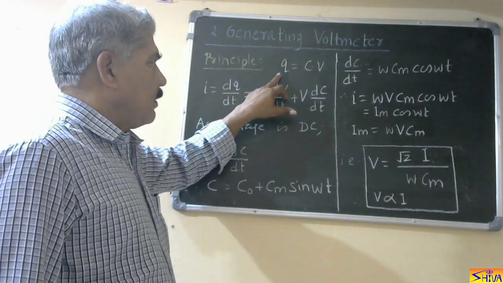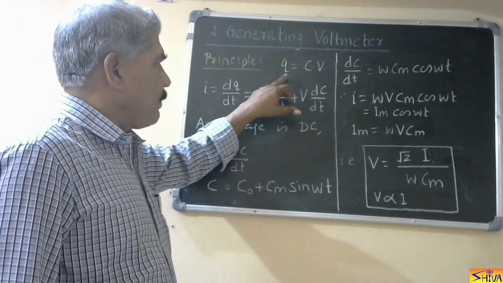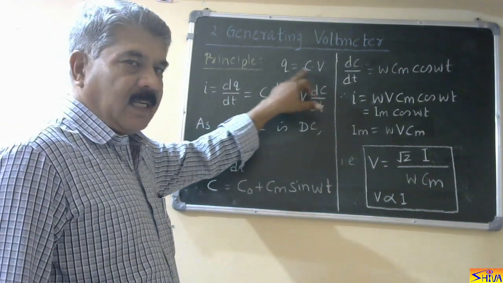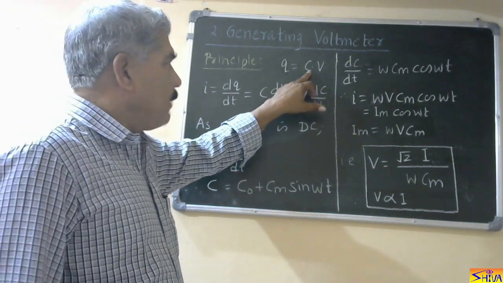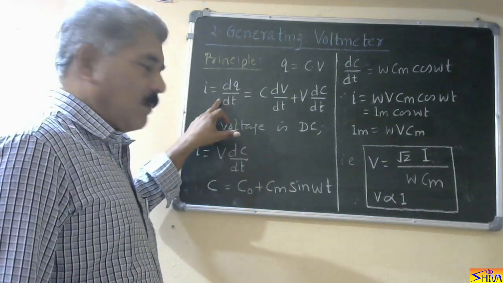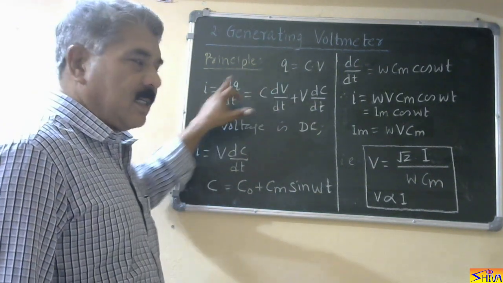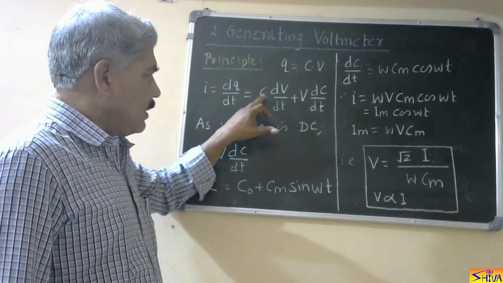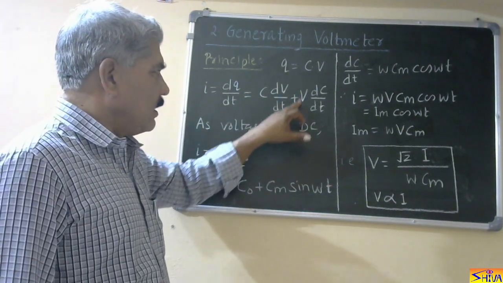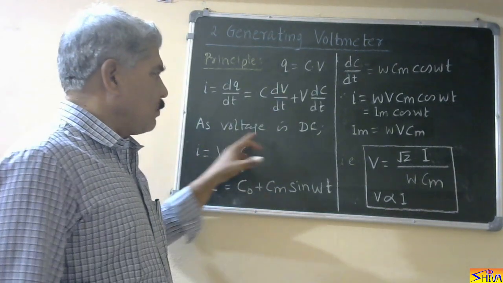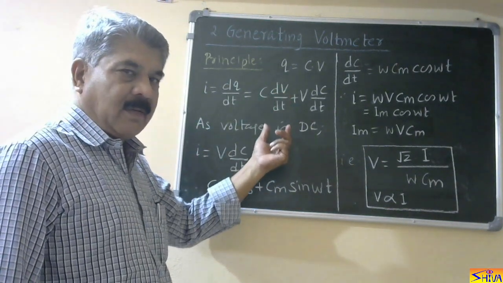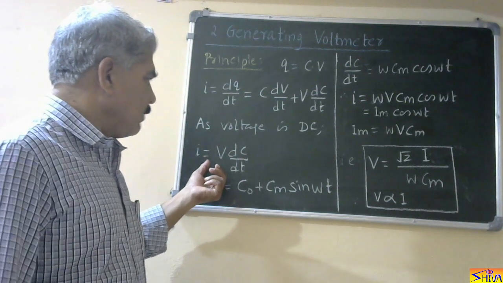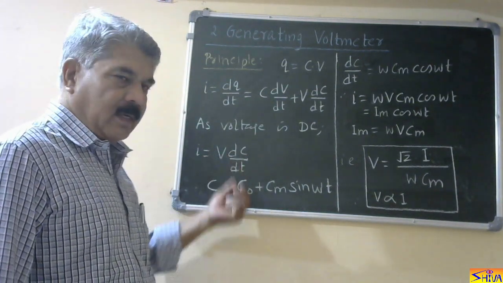We know that charge stored in the capacitor is given by this formula, that is capacitance multiplied by voltage, q equals C into V, and current is given by differentiation of this charge, that is dq by dt. So if we differentiate this, we get C dV by dt plus V dC by dt. Now as voltage is DC, this dV by dt will be 0. Therefore current will be equal to V dC by dt.